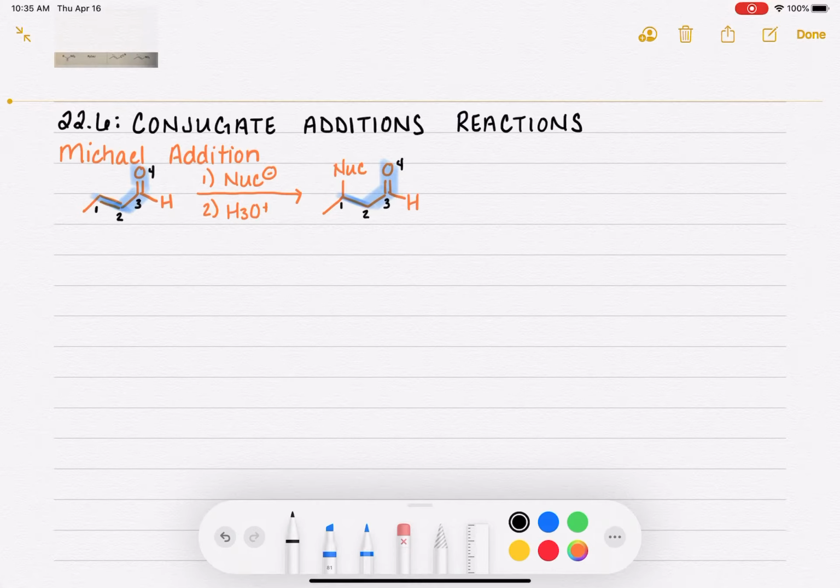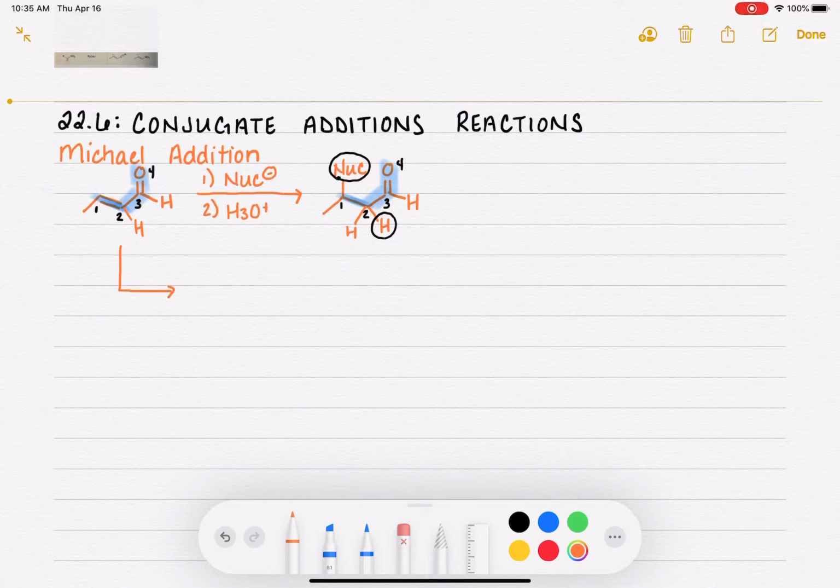So in this Michael addition reaction, we are technically ultimately adding this. So we're going to put a hydrogen. There's 1 hydrogen on carbon number 2. We're going to put another hydrogen on carbon number 2. So technically we're adding to these 2 sites. Nucleophile goes on to what I've labeled as carbon number 1, and a hydrogen goes on to what I've labeled as carbon number 2.